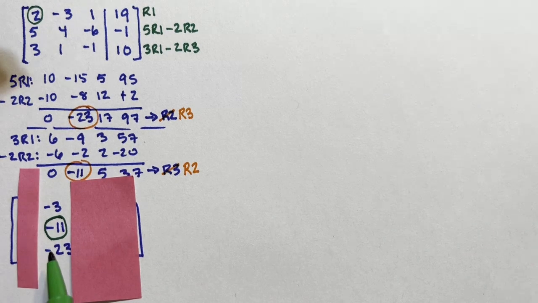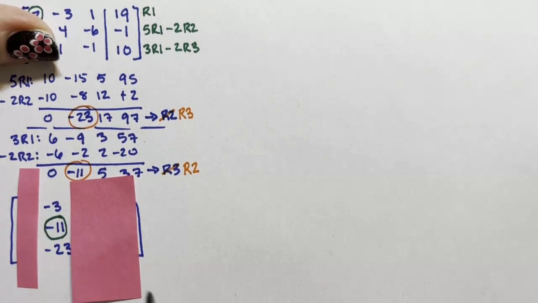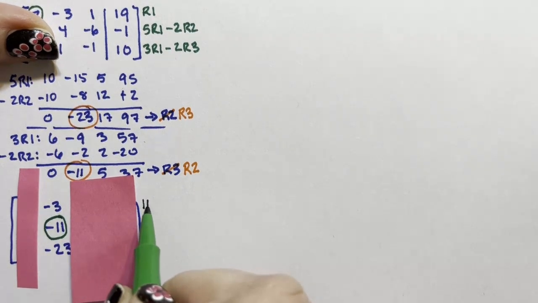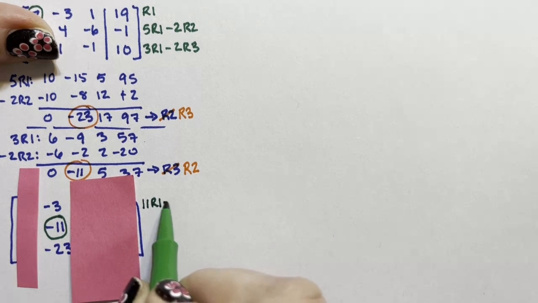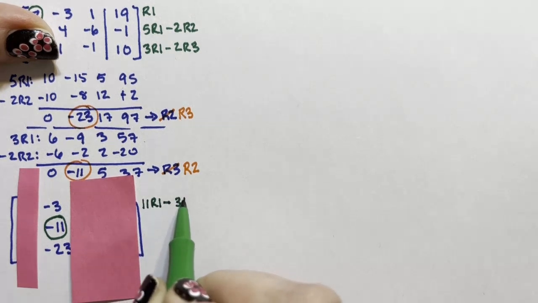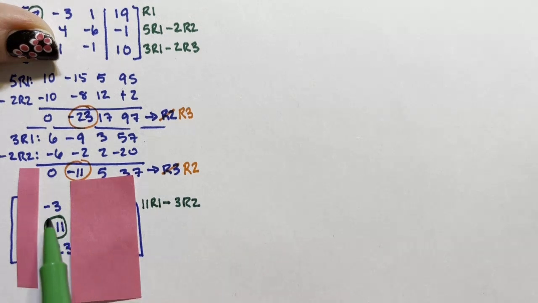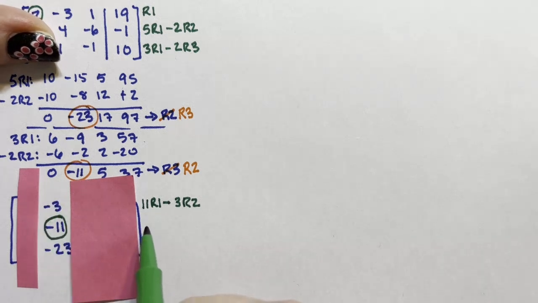So to get this negative 11 to zero out this 3, I'm going to do 11 times row 1 minus 3 times row 2. It's minus because the signs are the same. So if I take 11 times 3, 3 times 11, and subtract them, this should become a 0. I'm going to leave row 2 exactly as is. This is not the row I'm changing. I'm just going to leave row 2 as is.